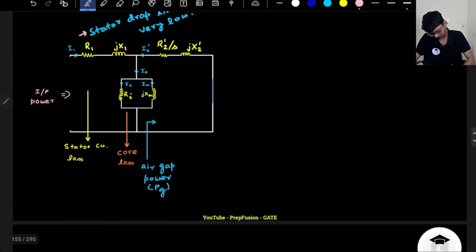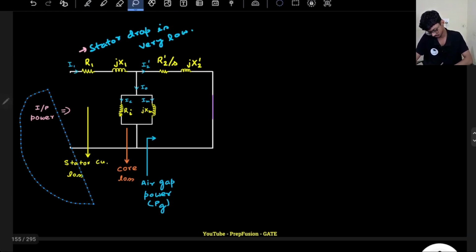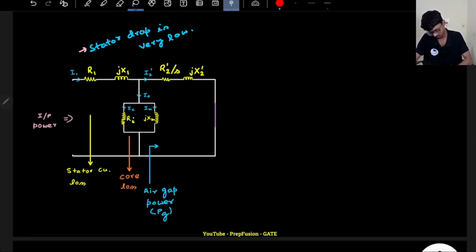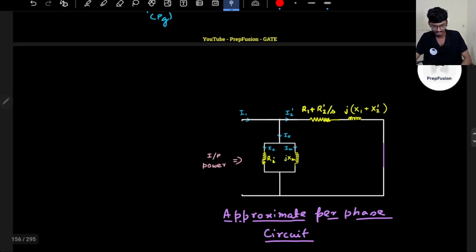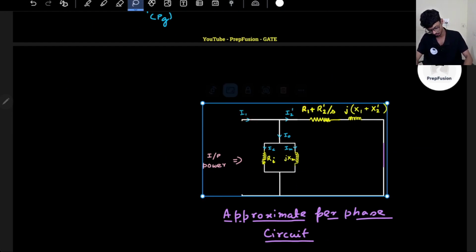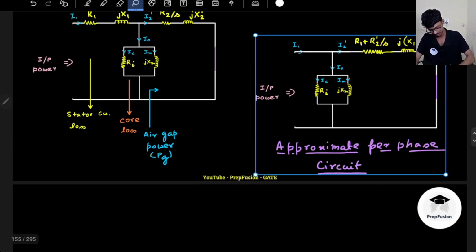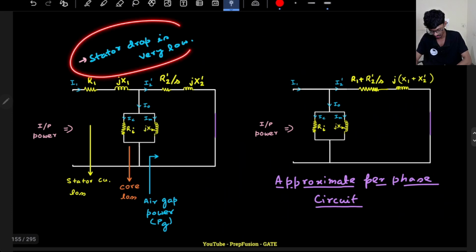If the stator drop is very low, we can approximate our circuit just like a transformer. I will shift the stator resistance and the stator leakage reactance to the other side. That will be helpful for me. How it will be useful, I will explain in a second. So this is the first approximation that I will do, because I assume the stator drop is very low.